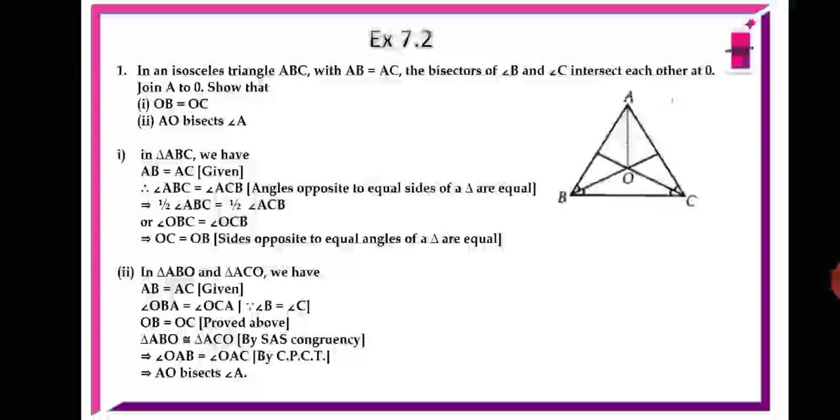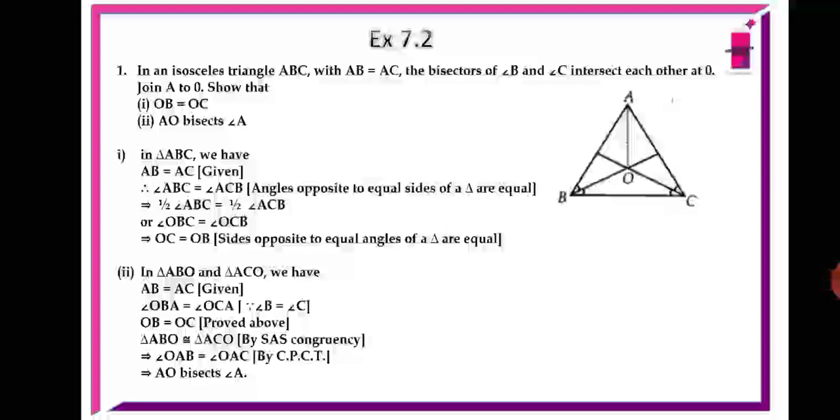In triangle ABC we have AB equal to AC, given. Angle ABC equal to angle ACB, because angles opposite to equal sides of a triangle are equal. That means half angle ABC equal to half angle ACB. We know that we have learned in axioms of Euclid, halves of the equals are equal.